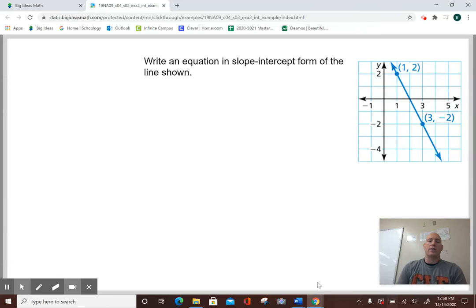All right, guys, so let's look at example 2. So now this time we have to actually get to slope intercept form. So the way we're going to do this is you're going to find slope. After you find slope, you plug into point slope form of a line. After that, we're going to find slope intercept form of a line.